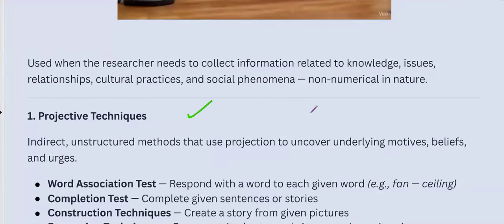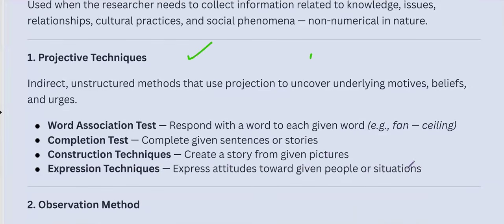No, the first method is projective techniques. That is indirect, unstructured methods. Like respond with a word to each given word. I am giving you "women." What will you say? Are they empowered? Are they not having more talent? What is inside your mind? I can guess that. I can give you one word and see what you are thinking.